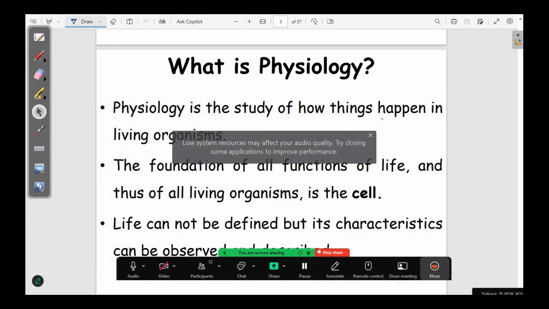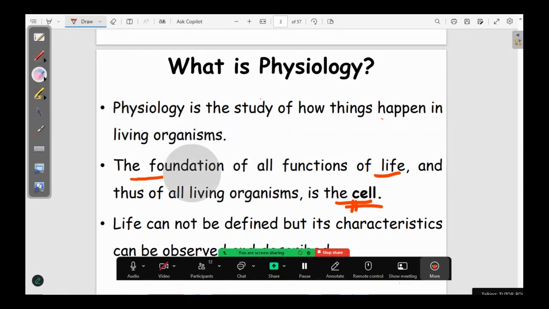All right, so that's what physiology is, and then we can look at the definition of a cell. According to these slides, we can say the foundation of all functions of life, and thus all living organisms, is the cell. You can define the cell as the smallest living unit that performs all the necessary processes that are required for life. A cell is very important because without a cell, even us, we wouldn't be here. So the cell is very, very important.